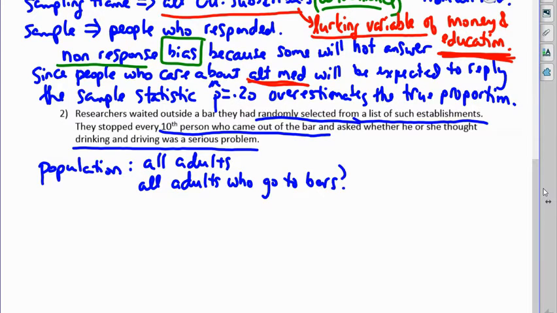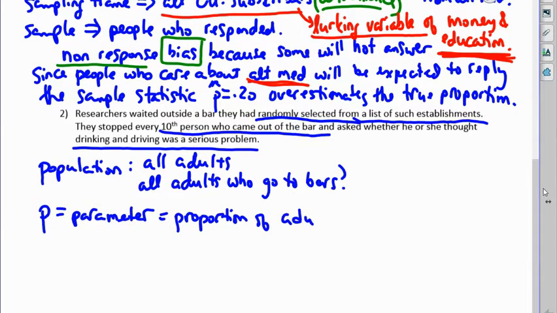We would have to know, what are we trying to decide? It looks like we are trying to find a parameter, which is P, not with the hat. If it's a parameter, no hat on it, it will be the proportion of adults who think drinking and driving is a problem.